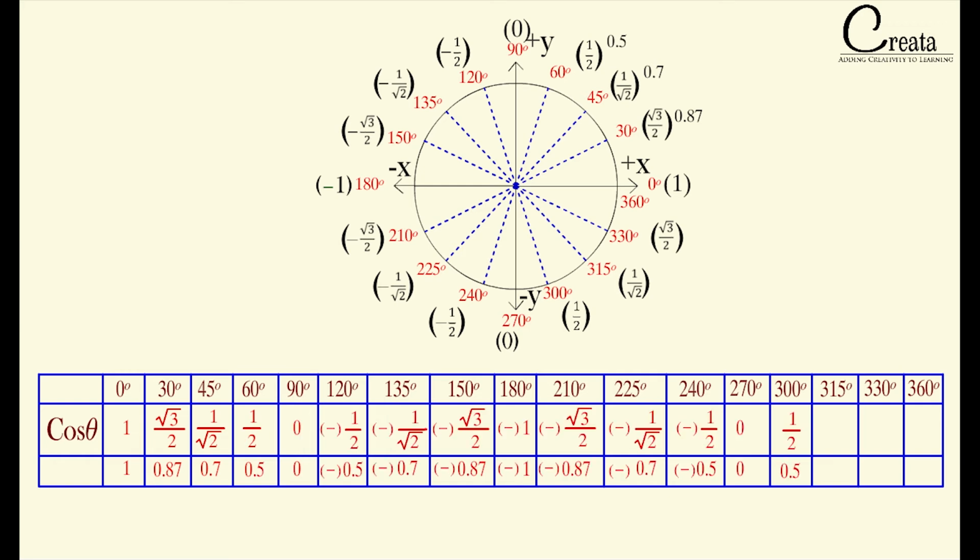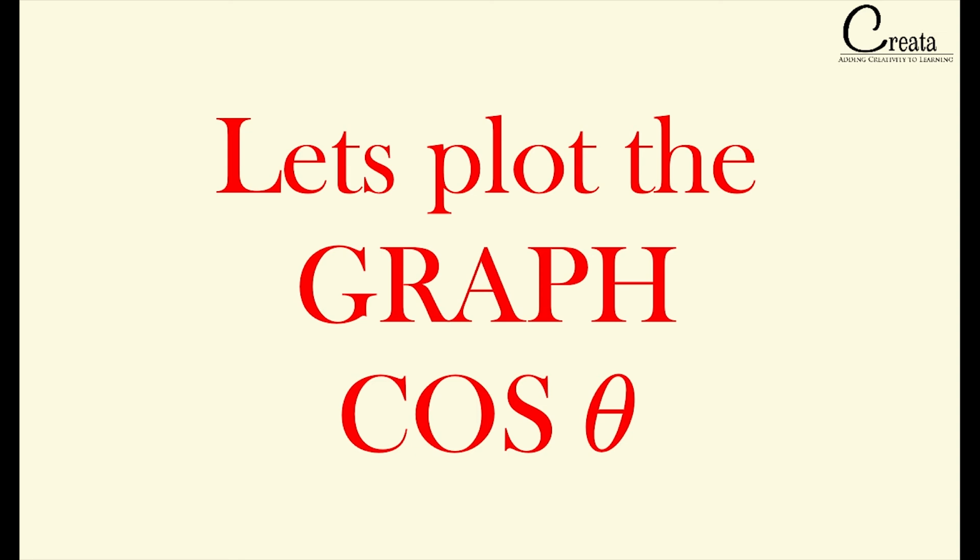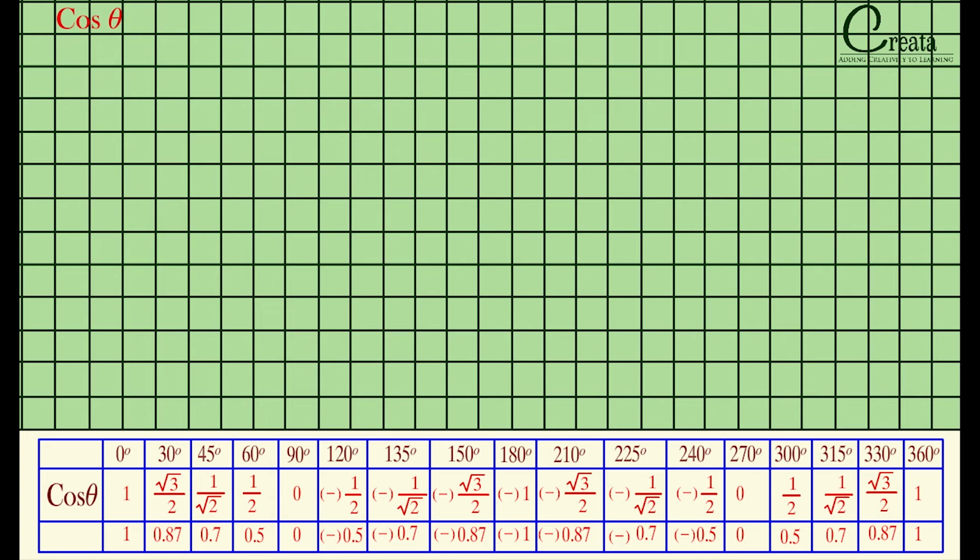Okay. Now we are having all the values of cos function and all the angles. Let's move to graph to try to plot graph of cos theta. Let's begin. Similar to graph of sin theta, we will put all the angles on x-axis and value of cos theta on y-axis. Let's start plotting graph of cos theta from first quadrant.